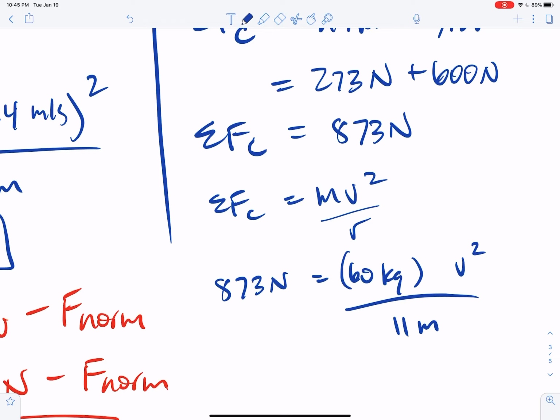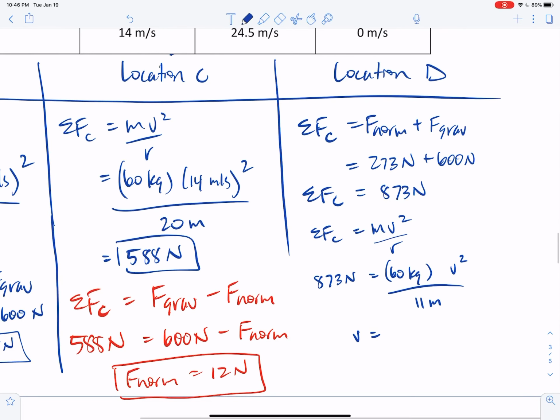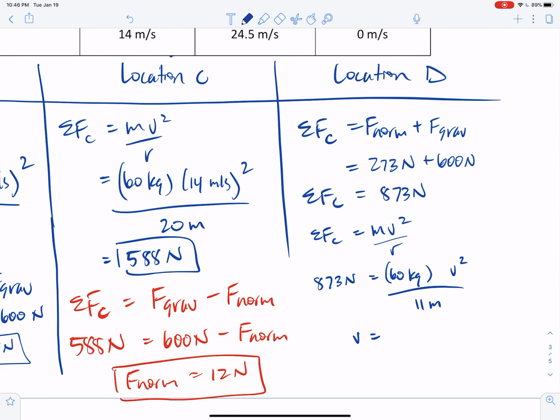So multiplying both sides by 11, dividing both sides by 60, taking the square root, I get that the speed is going to be 12.65 meters per second.